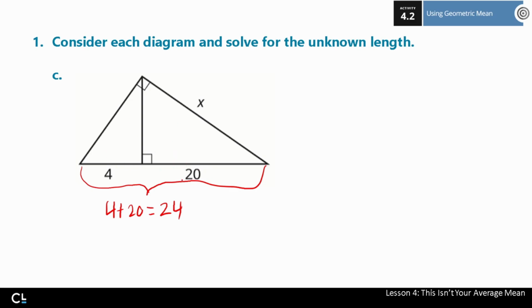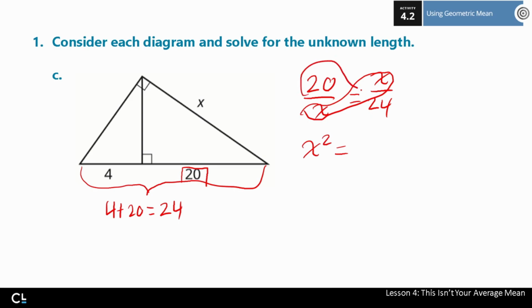We're also going to use this chunk here. And remember, this leg, x, is going to be my geometric mean. So the way we're going to write this is we're going to take the leg. We're going to say 20 over x equals x over 24. And once again, we are going to cross multiply. So when I cross multiply, we get x times x, and that's going to give me x squared. And then we're going to get 20 times 24.